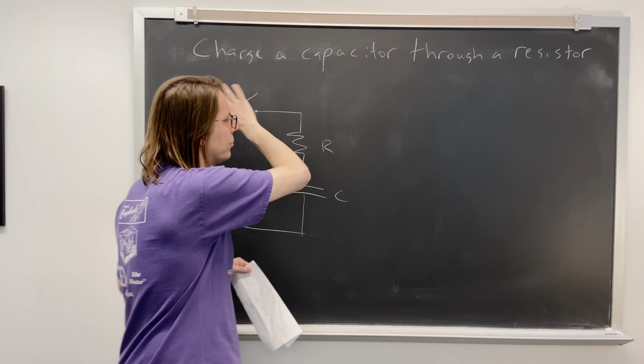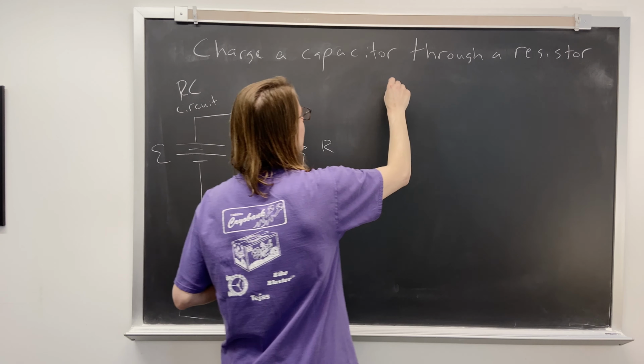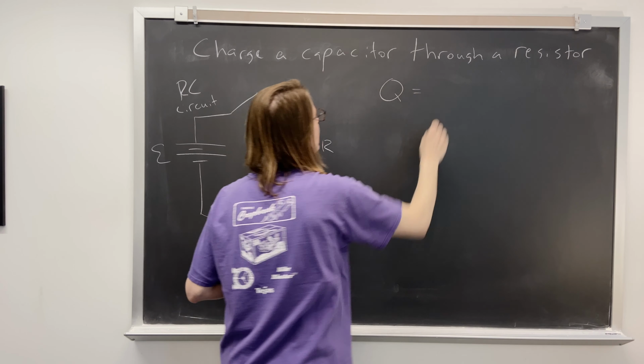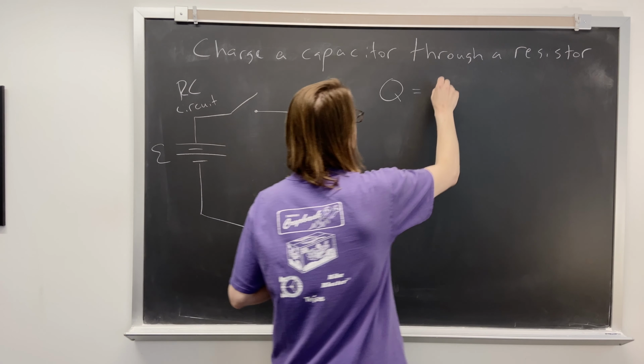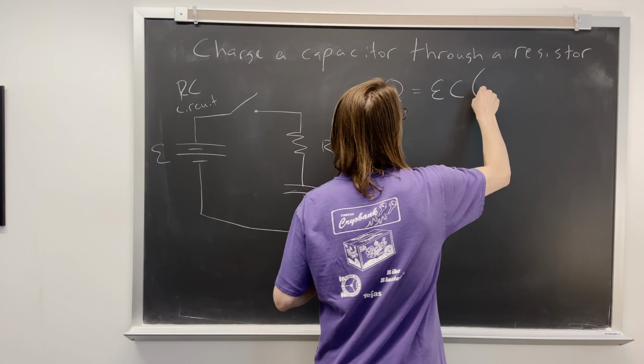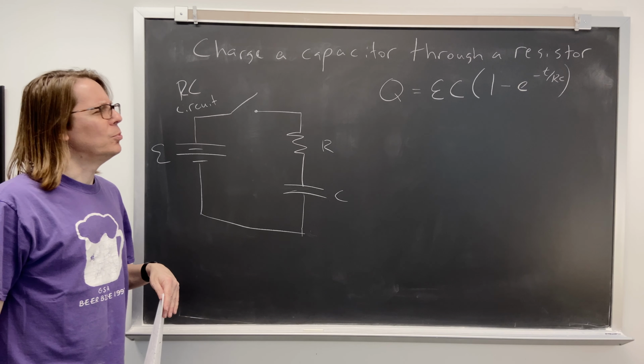Okay, so if you close that switch, we're going to charge the capacitor through the resistor. So let's look at the charge, which is now a function of time. The equation for the charge is the EMF times the capacitance times 1 minus e to the minus t over RC.